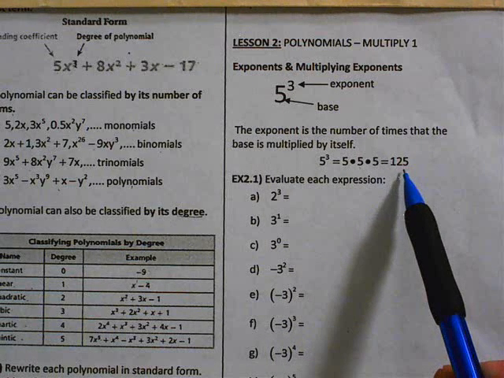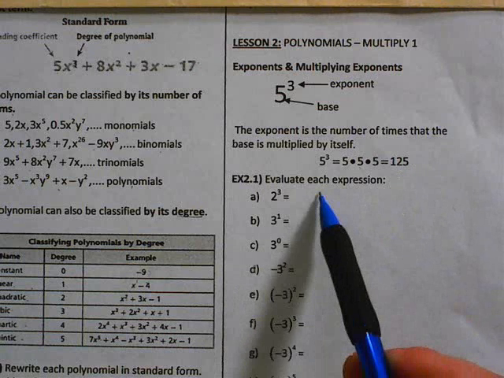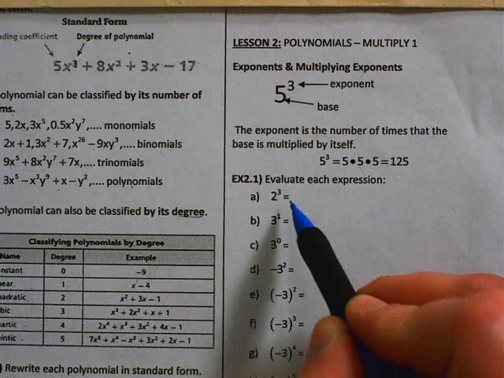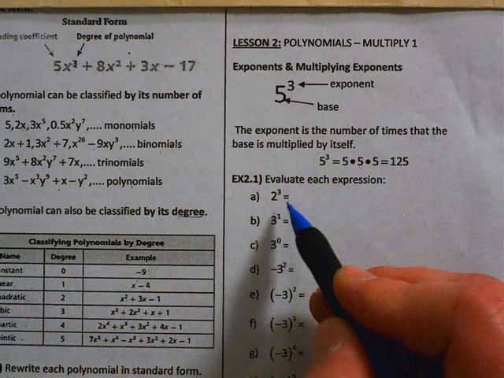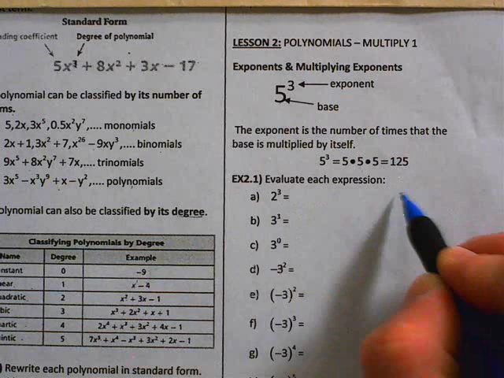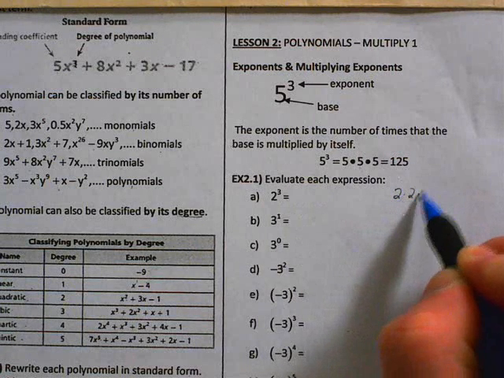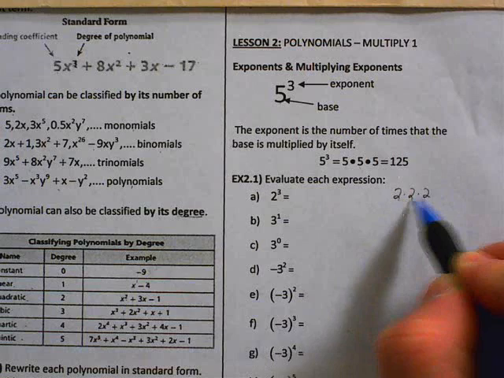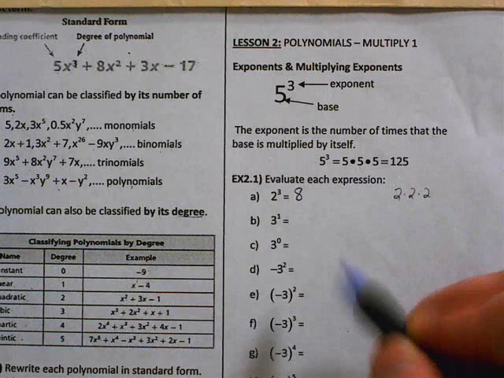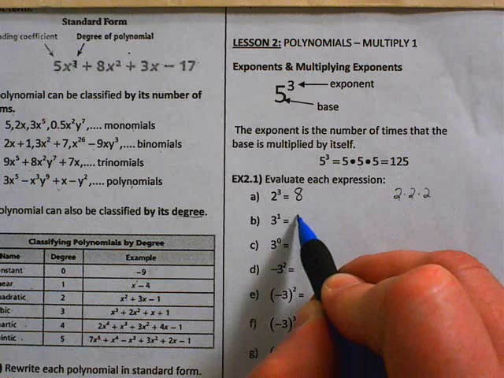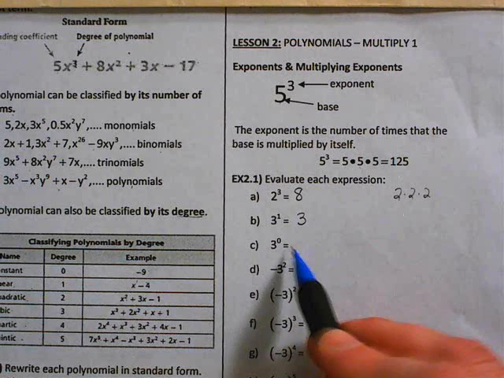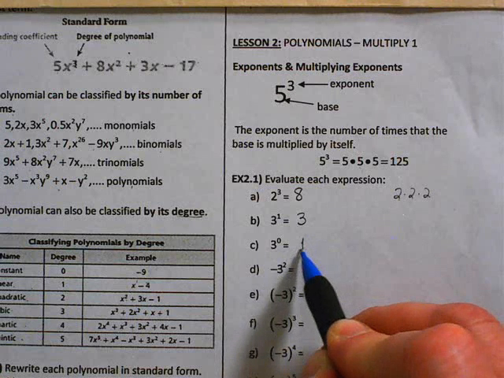So let's evaluate the following expressions here. Let's say I have 2 to the third power. On the side of my paper, I do 2 times 2 times 2. 2 times 2 is 4, times 2 is 8. 3 to the first power will be just 3. 3 to the 0 power is 1. Any number raised to the 0 power is 1.